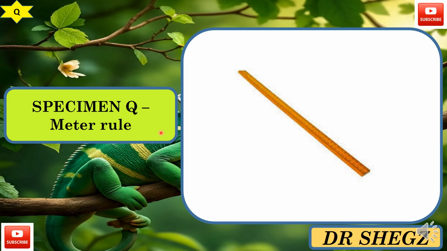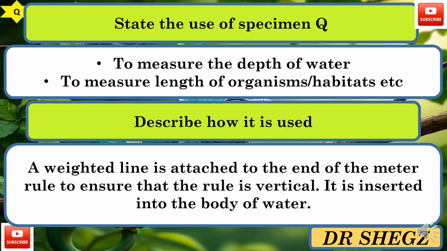This is specimen Q, meter rule, or what we know as ruler. State the use of specimen Q. Specimen Q is used to measure the depth of water in ecology and to measure the length of organisms or habitat. How is it used? A weighted line is attached to the end of the meter rule to ensure that the rule is vertical. It is inserted into the body of water.